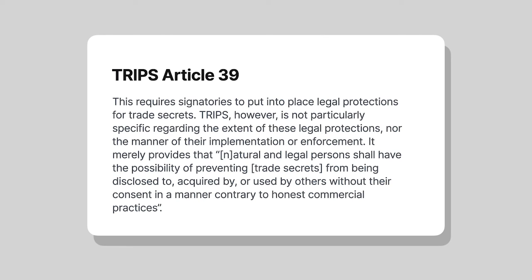Second, Article 39 requires signatories to put into place legal protections for trade secrets, but the agreement is not particularly specific regarding the extent of these legal protections, nor the manner in which member states must approach their implementation or enforcement. Article 39 merely provides that, quote, natural and legal persons shall have the possibility of preventing trade secrets from being disclosed to, acquired by, or used by others without their consent in a manner contrary to honest commercial practices. So you might think of breach of contract or breach of confidence.